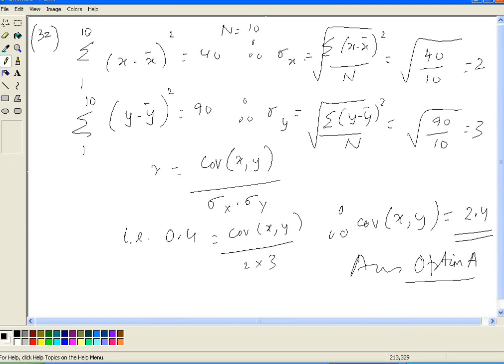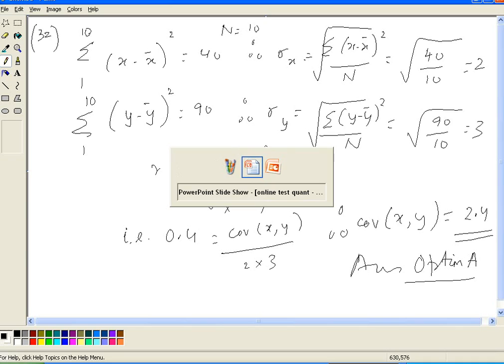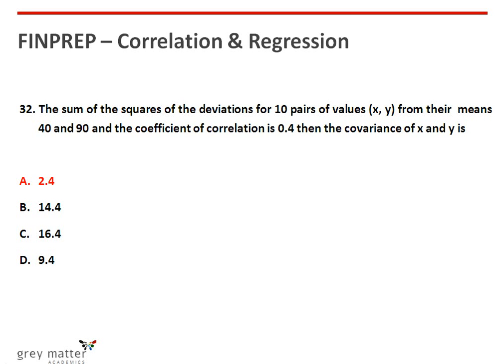So the coefficient of correlation r is given by the standard formula, covariance of x comma y by sigma x into sigma y. The coefficient of correlation is given as 0.4, so covariance of x comma y by standard deviation of x into standard deviation of y, which is 2 into 3. Therefore, when you cross multiply, covariance of x comma y is 2.4. So the option is A. Going to our PowerPoint presentation, it is option A, which is 2.4.